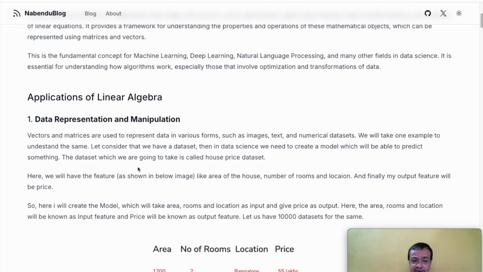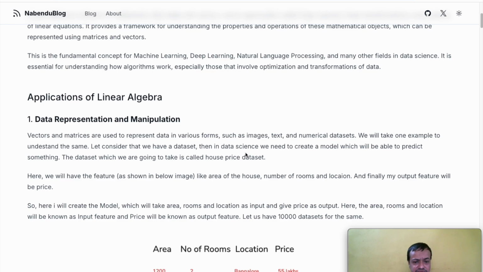So, applications of linear algebra: data representation and manipulation. Vectors and matrices are used to represent data in various forms, such as images, text, and numerical data sets. We are soon going to learn a lot about them. We'll take one example to understand.